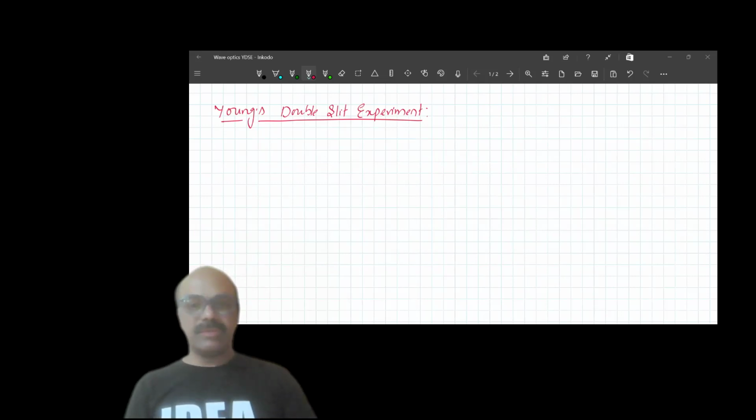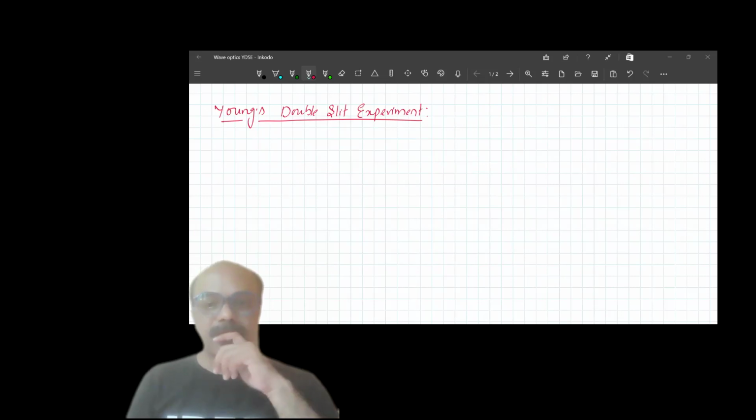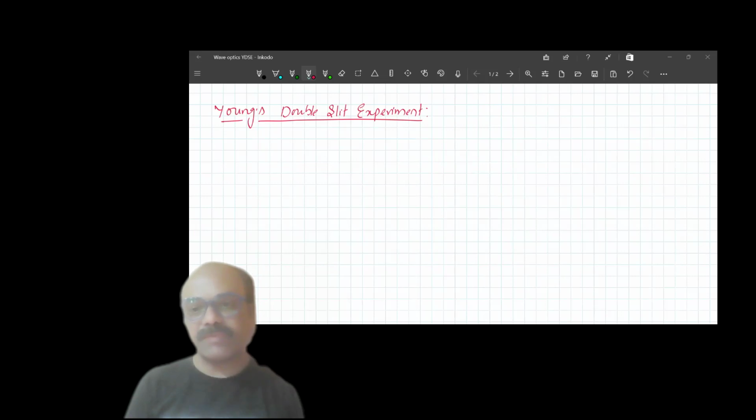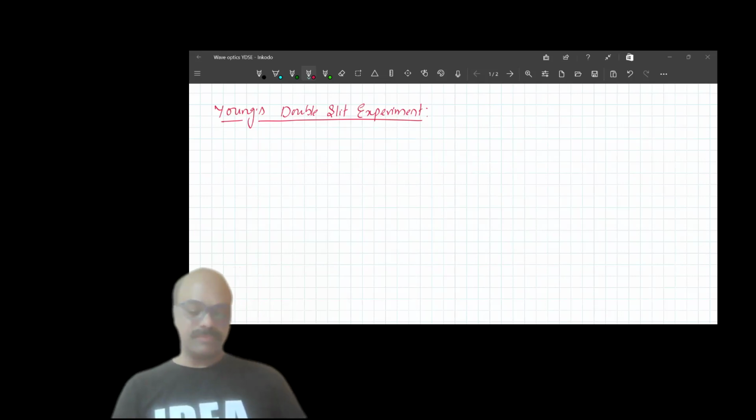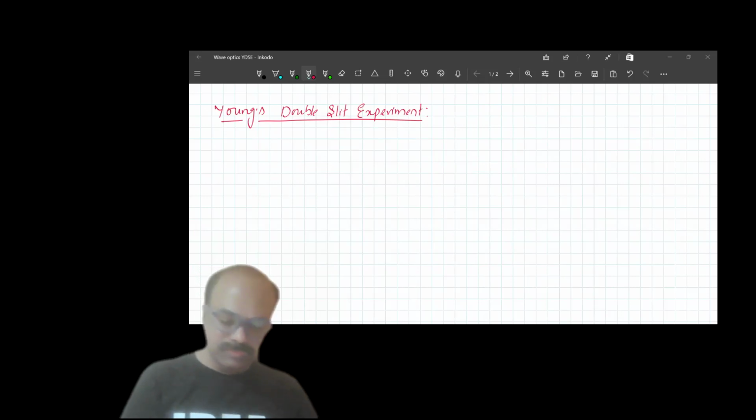What is Young's double slit experiment? Young's double slit experiment explains the interference pattern in optics. It explains the interference phenomenon. And in this experiment, we mainly discuss the fringe width.